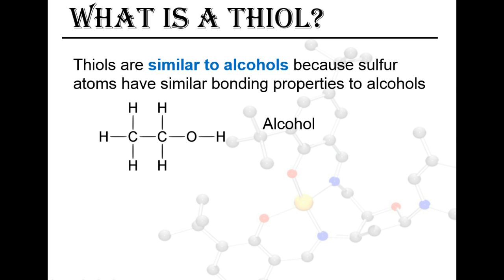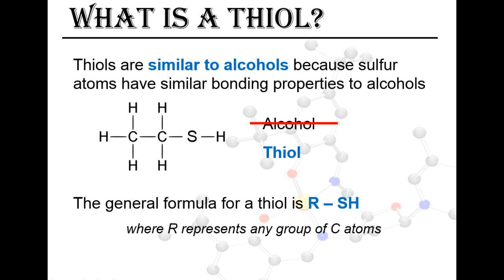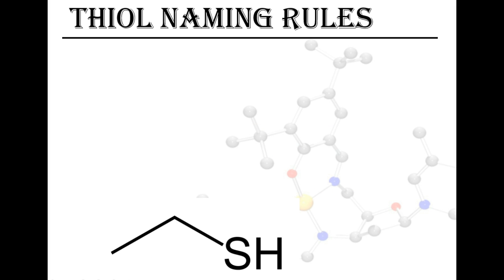Sulfur atoms have really similar bonding properties to oxygen. So if you think about the oxygen right here that would have made this molecule an alcohol, and imagine replacing that with a sulfur atom instead, you get a thiol instead of an alcohol. The general formula for these is, of course, R-SH, the R group representing any group of carbon atoms that it is attached to.